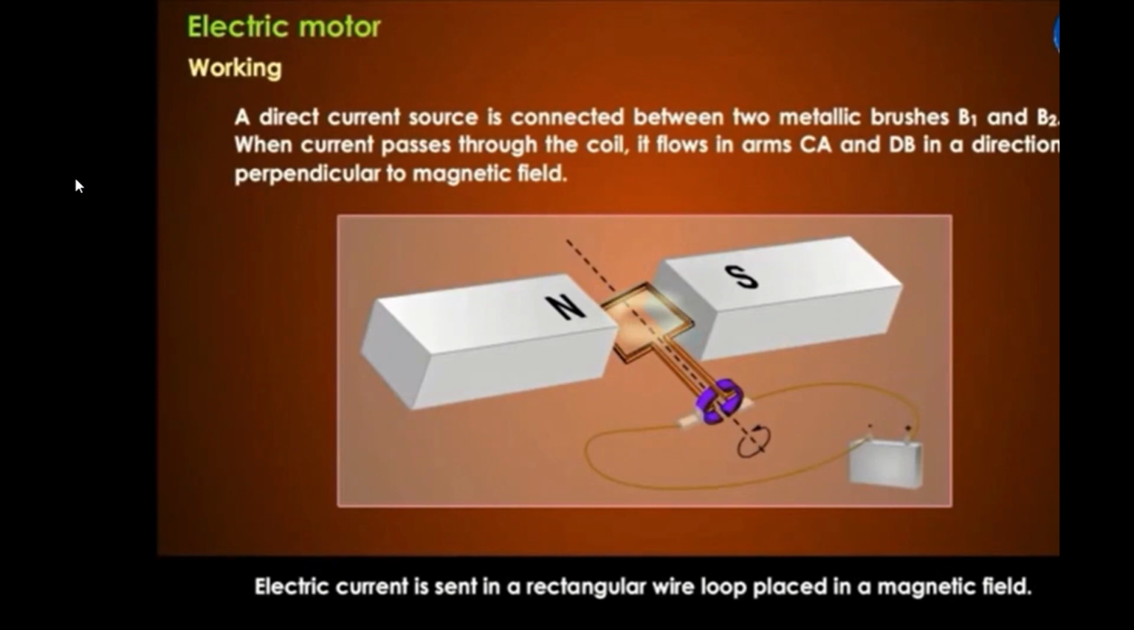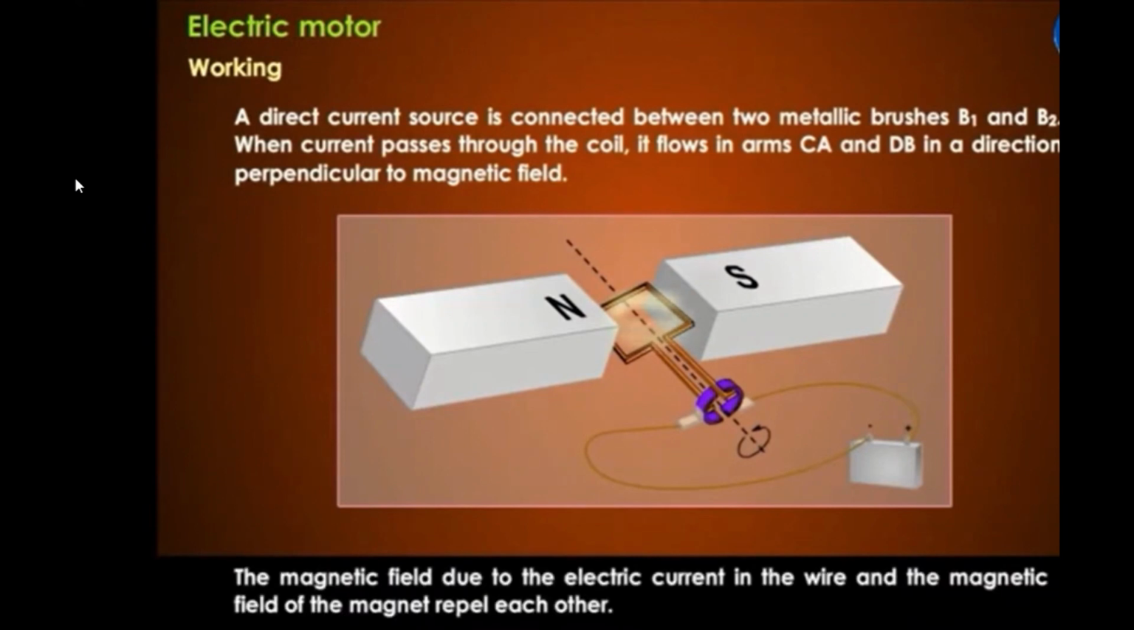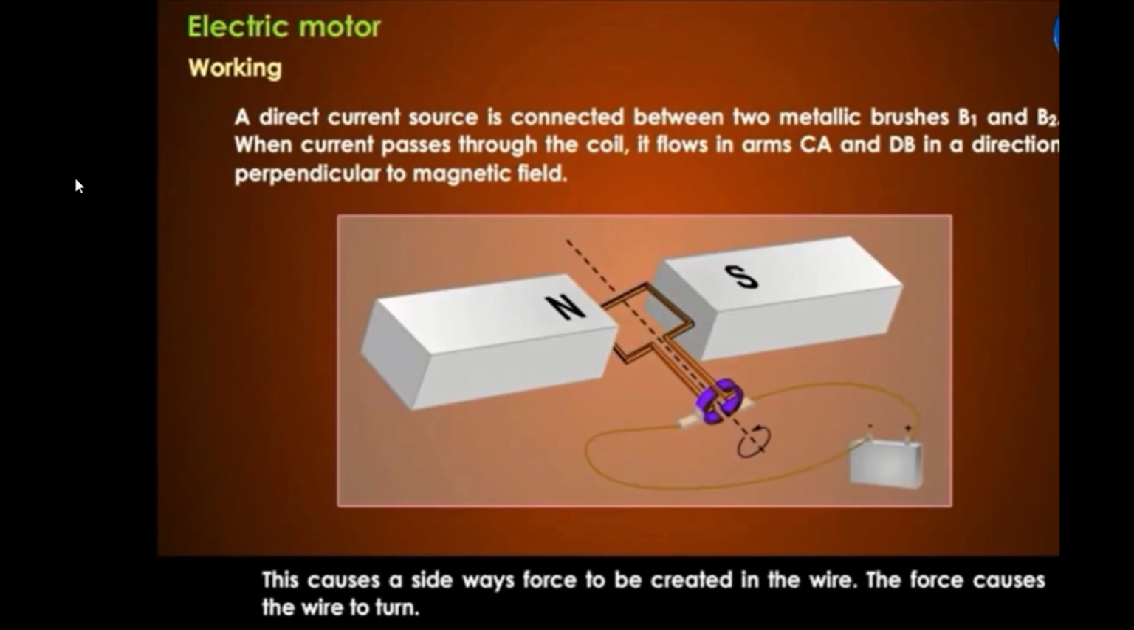Electric current is sent in a rectangular wire loop placed in a magnetic field. The magnetic field due to electric current in a wire and the magnetic field of the magnet repel each other. This causes a sideways force to be created in the wire. The force causes the wire to turn.